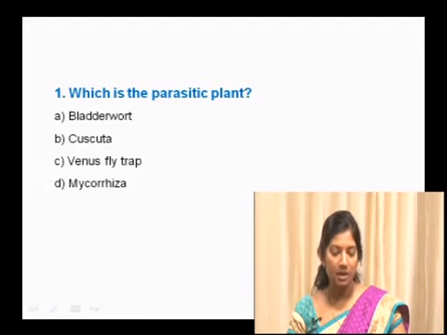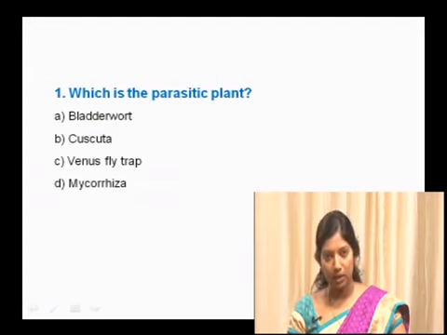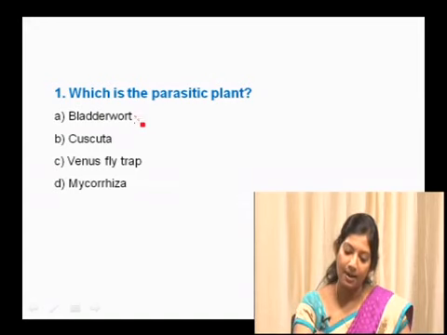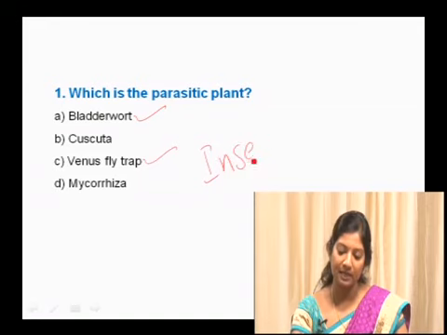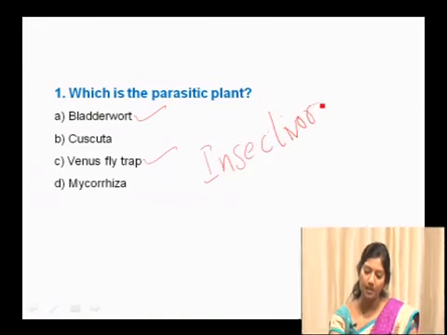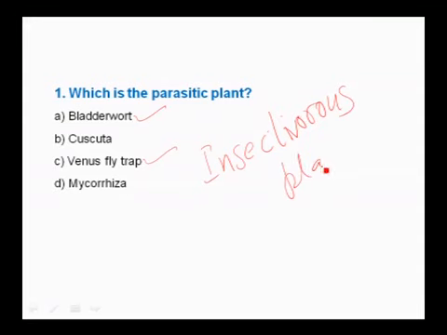Let's see the options: bladderwort, cuscuta, Venus flytrap, mycorrhiza. If you see, bladderwort and Venus flytrap are actually insectivorous plants. Insectivorous plants are the plants which capture insects for the nitrogen they require. Such plants are called insectivorous plants. So these two belong to that category.